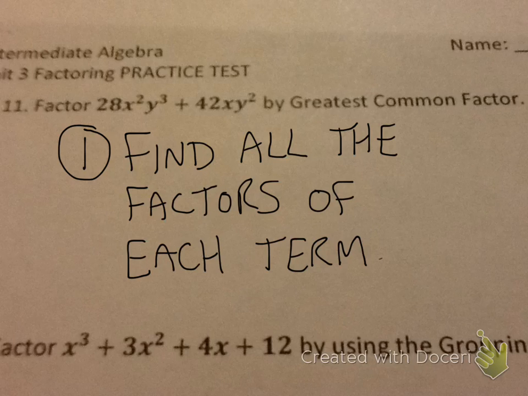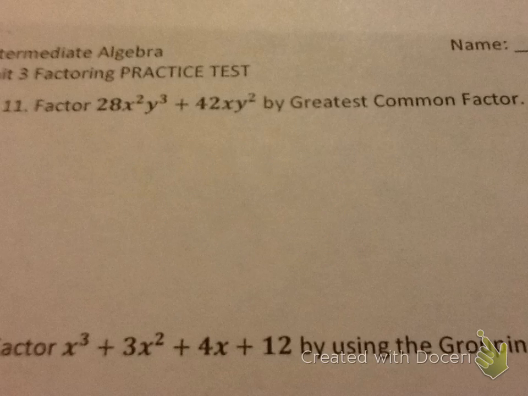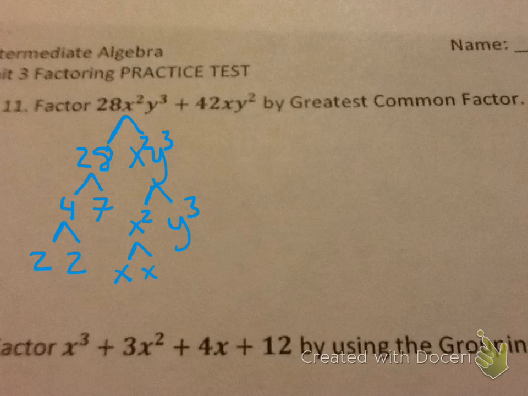We can do this several ways. My personal favorite is to use the tree method. The tree method involves diagramming for each factor the things that multiply to it. So we see here 28x squared y cubed can be 28 times x squared y cubed. We can keep going until we have factored all the way to the prime factors.